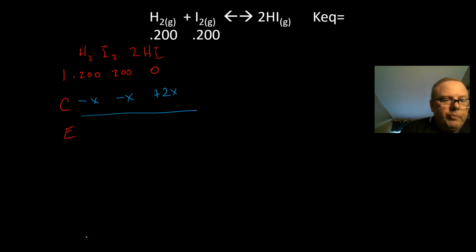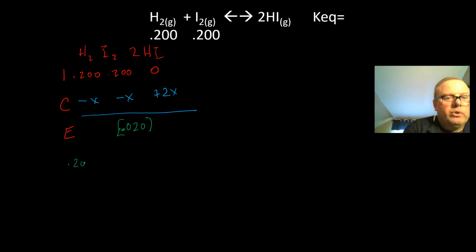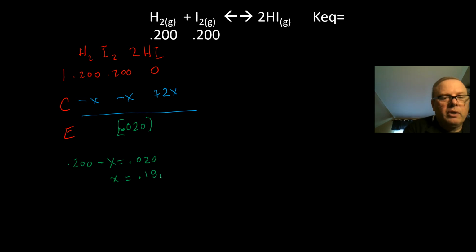Now at equilibrium, it tells us in the question, if you want to flip back to the previous slide, that the concentration of the iodine had gone down to 0.020 molarity. So that was its concentration, 0.020 molarity. That means if I take 0.200, which is its initial concentration, minus X, that will equal 0.020 molarity. Therefore, X has to equal 0.18 molarity.